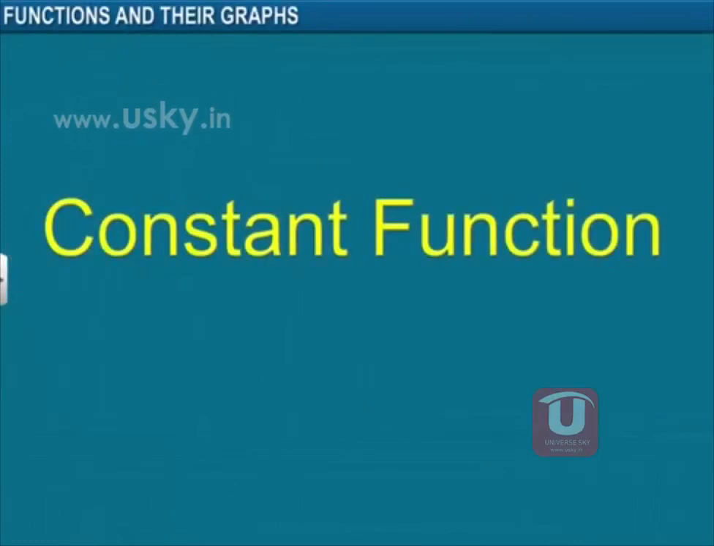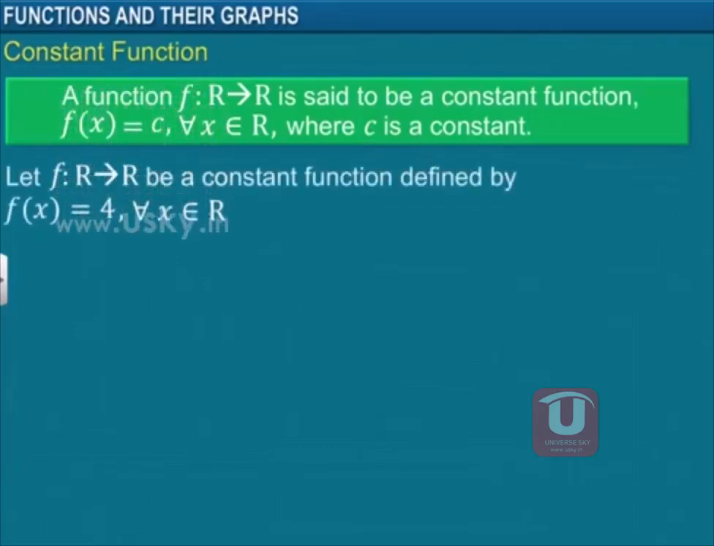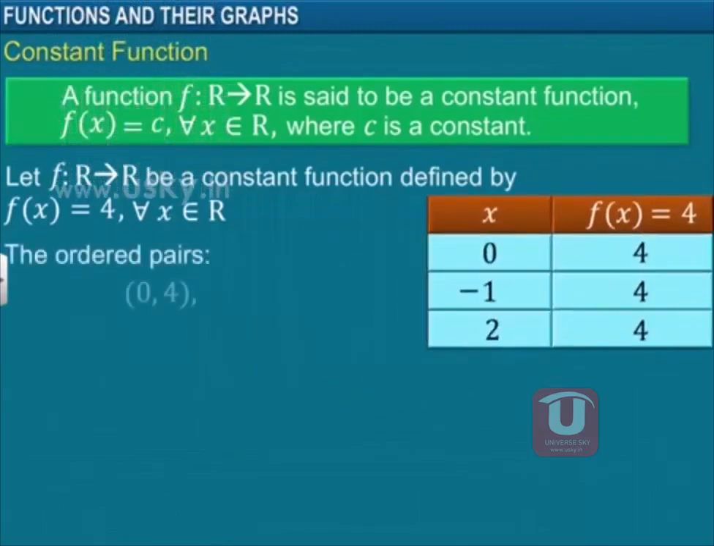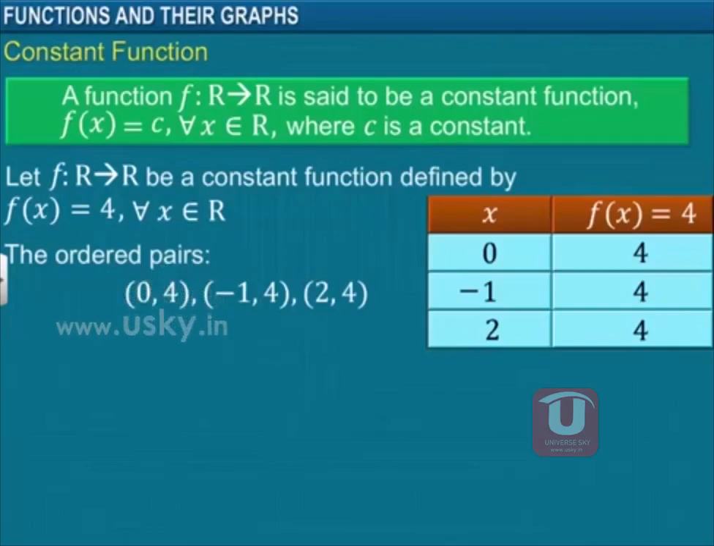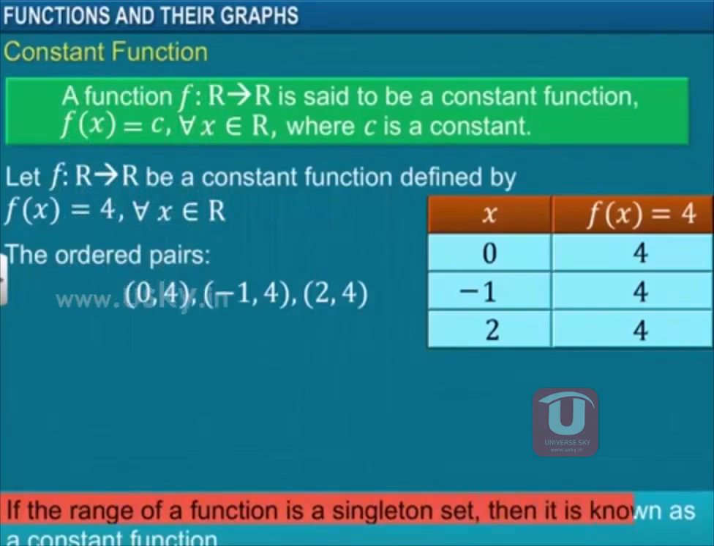Let's now move on to the constant function. A function f from R to R is said to be a constant function if f of x is equal to c, a constant for all x belonging to R. Let f be a constant function from R to R, defined by f of x is equal to 4 for all x belonging to the set of real numbers. Some ordered pairs satisfying the function are. Observe here that in all the ordered pairs, the second elements are the same. That is, the range has only one element, that is 4. In other words, if the range of a function is a singleton set, then it is a constant function.